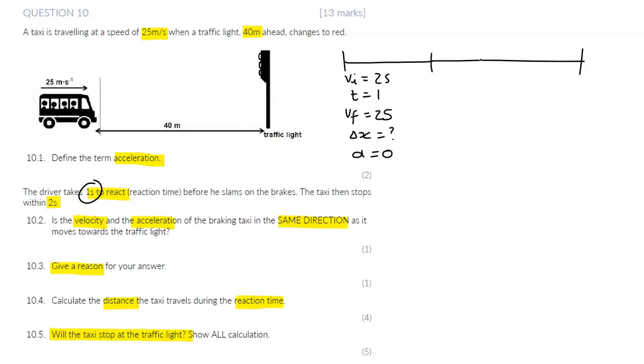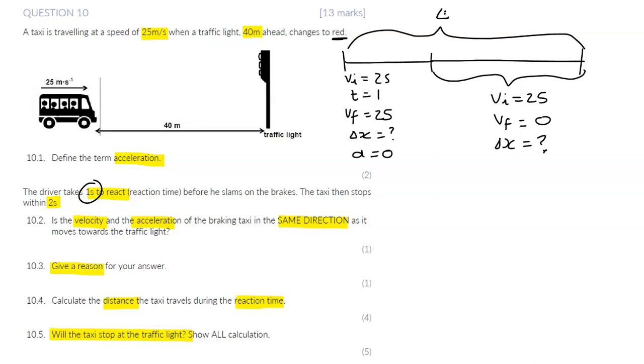If we look at the second part of the motion, that's when he actually applies the brakes. So here our initial velocity will be 25. The traffic light is red, so we want him to stop. We do not know the distance yet, but we know the total distance is 40 meters. So if we can determine this little distance here that he traveled while he was still reacting, then we'll be able to determine that value. And then A we also don't have, and T we have, that's 2 seconds over there. All right, so this is my information list. I will come back later.